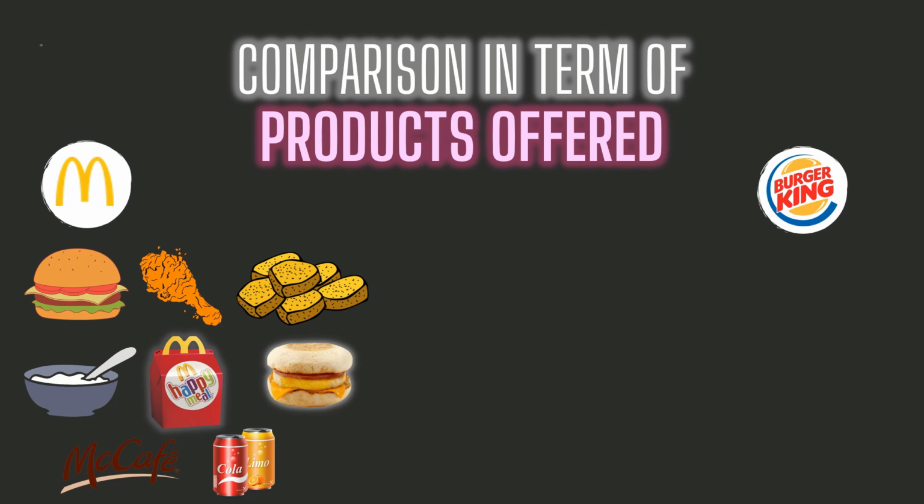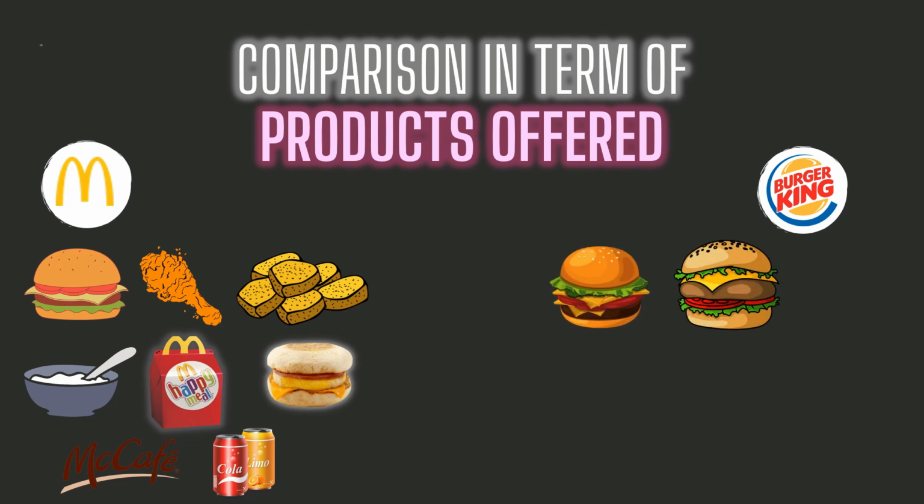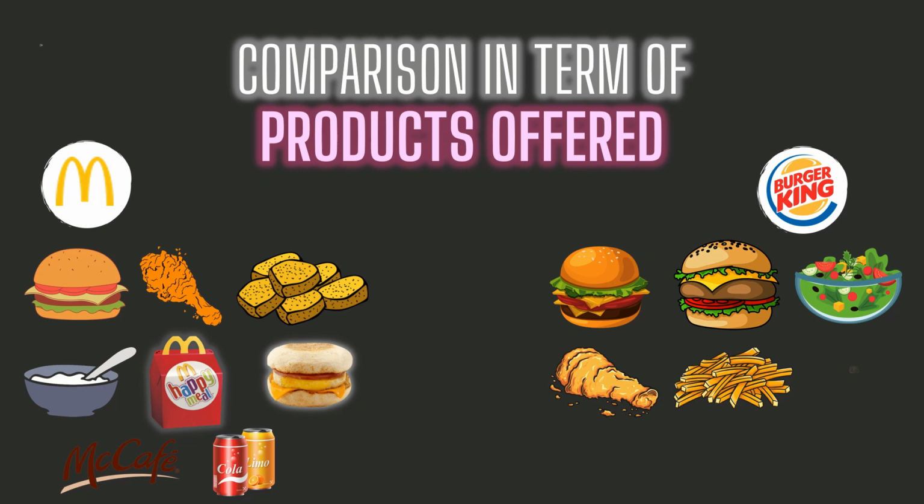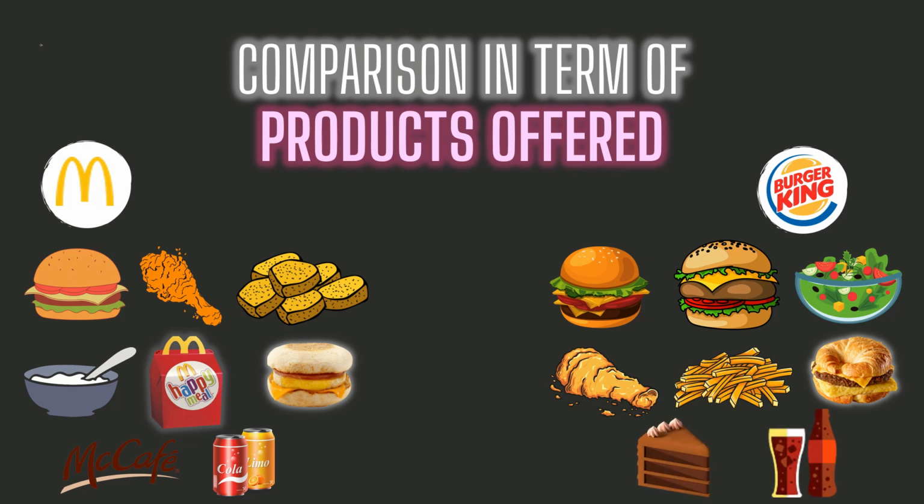On the other hand, Burger King offered twice the variety of burgers compared to McDonald's. They offered salad, fried chicken, french fries with topping, breakfast set, but they don't have sub-branch like McDonald's, but they do offer dessert and also carbonated beverages. So we can see that their menus are kind of the same concept, but they have additional here and there.